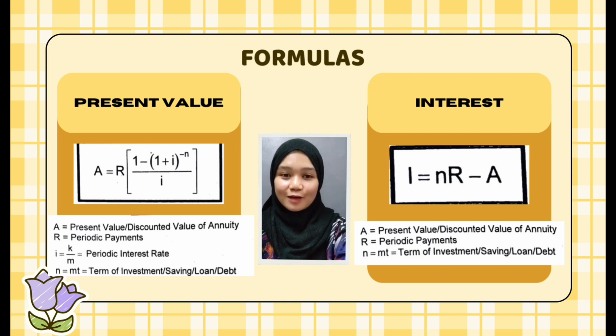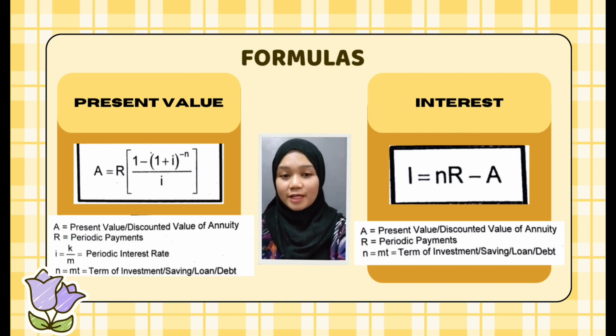A is the present value or discounted value of the annuity. This is the big prize. It's the total value of all the future payments brought back to today. R is the credit payment. This is the regular payment you receive. I is the credit interest rate. This is the interest rate for each payment period. It's how much your money is growing.